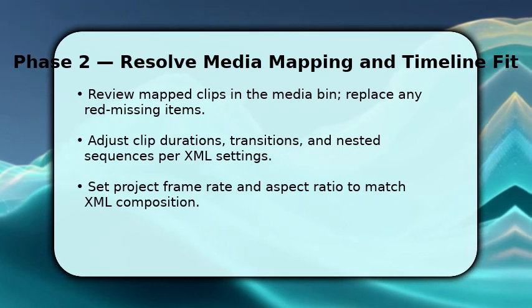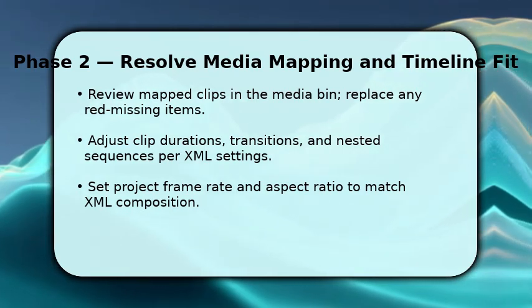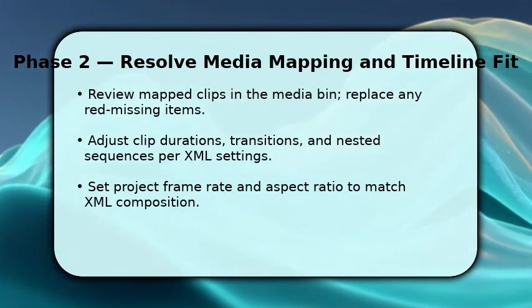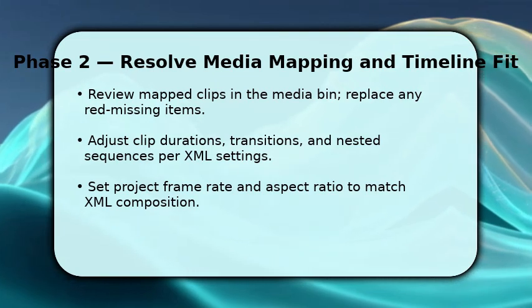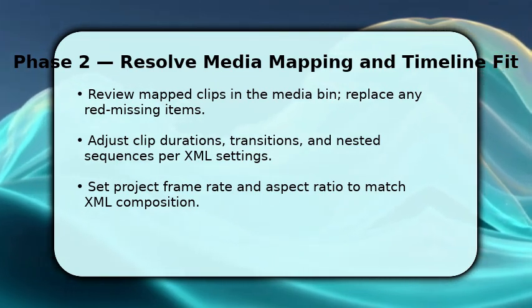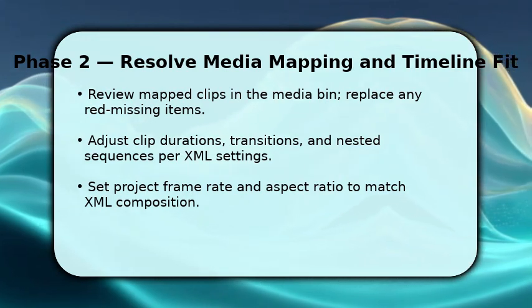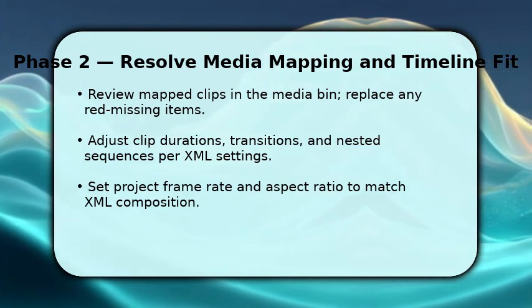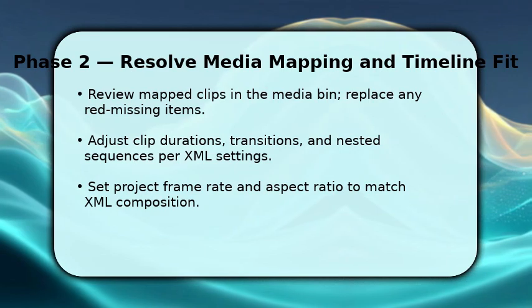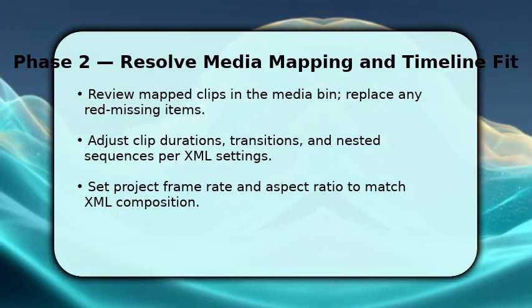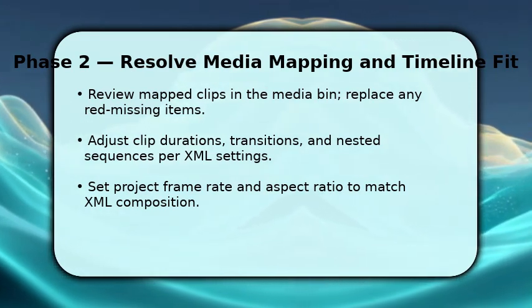Make sure your project frame rate and aspect ratio match the XML composition, because mismatches change timing and scale. Then, step through the timeline. Check clip durations, transitions, and nested sequences. Make adjustments where CapCut interpreted XML differently. If effects or keyframes look off, reassign or retime them, so the final playback is correct.